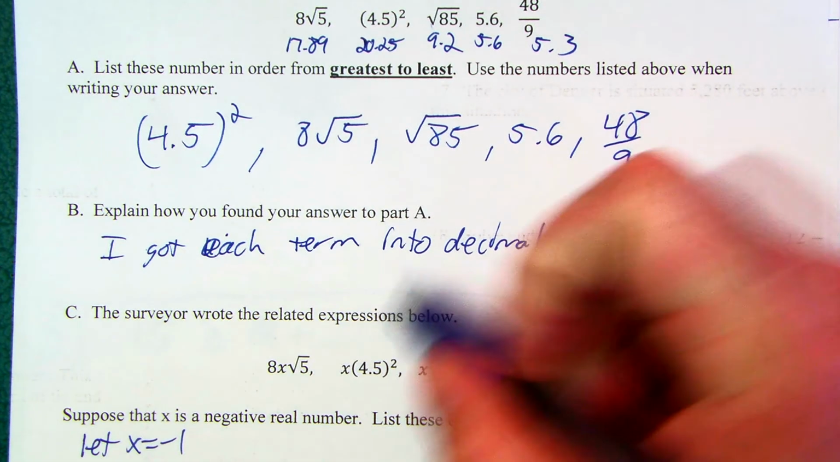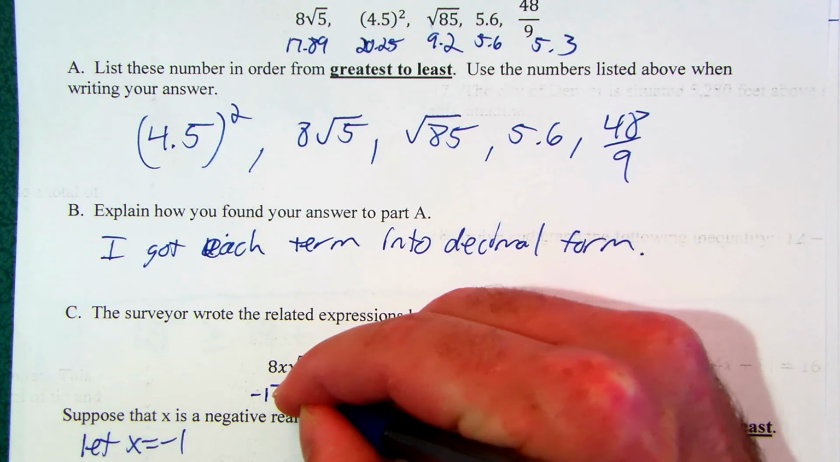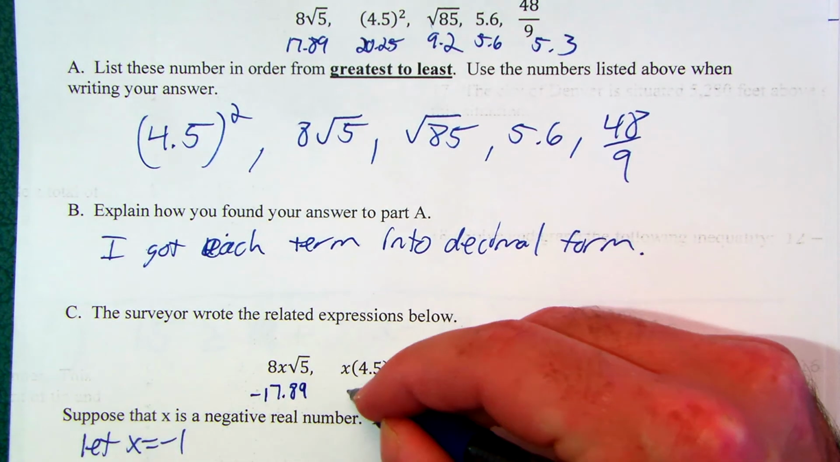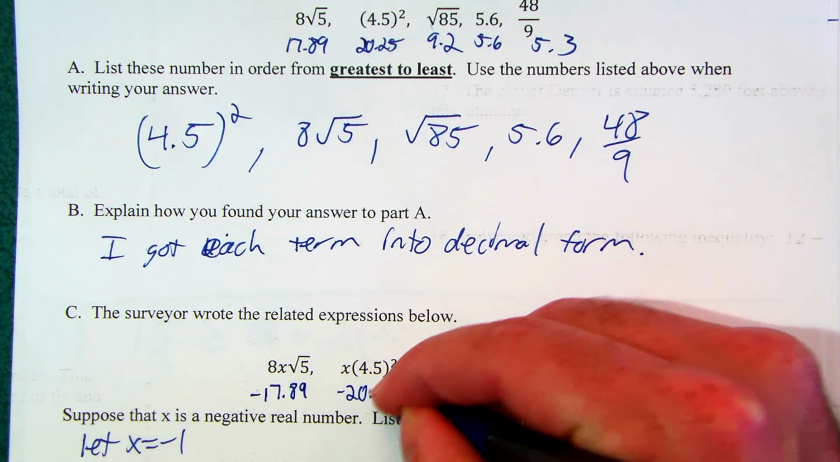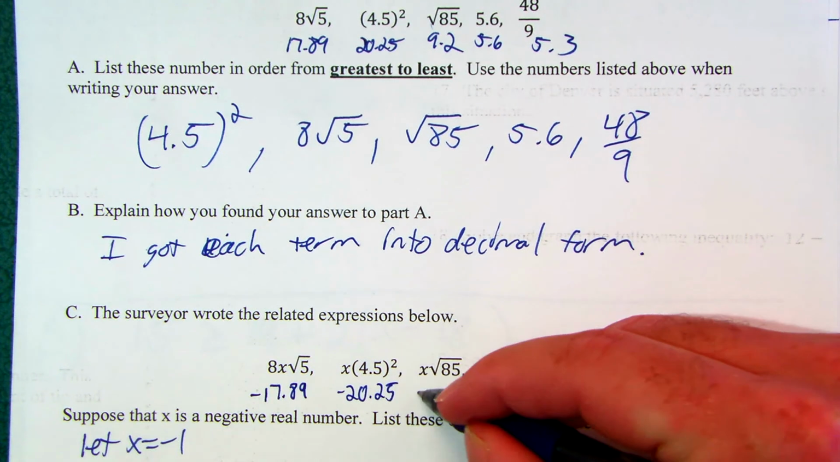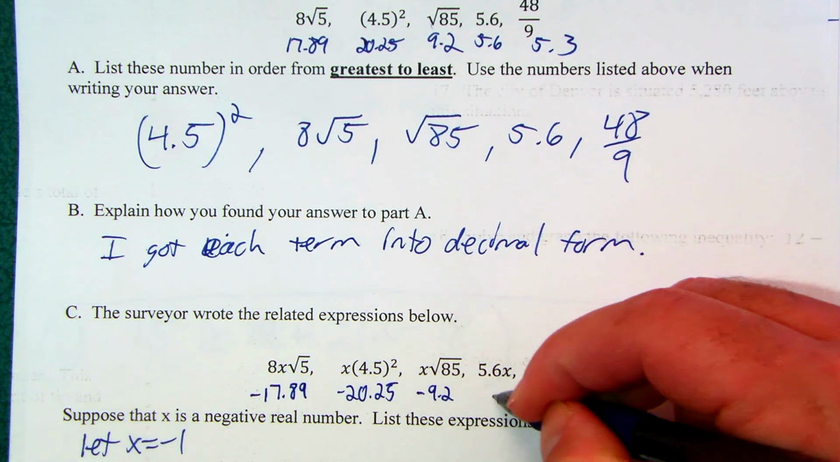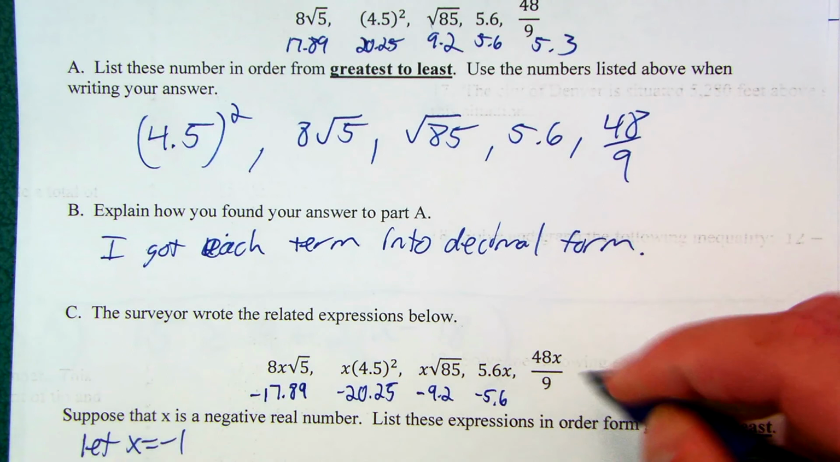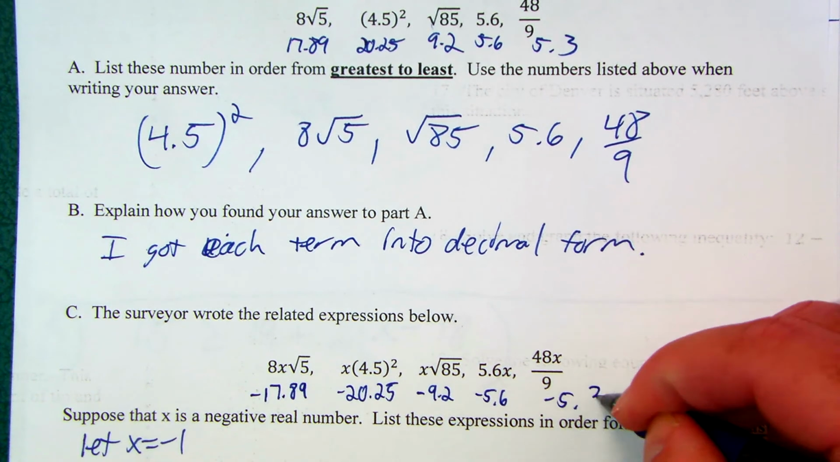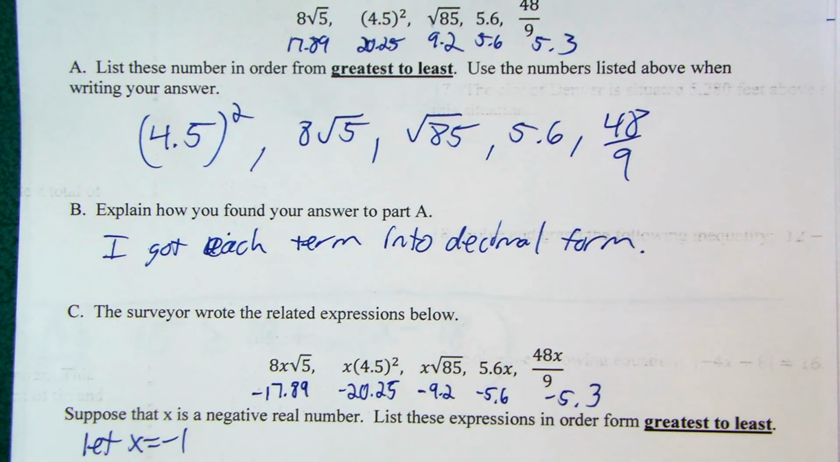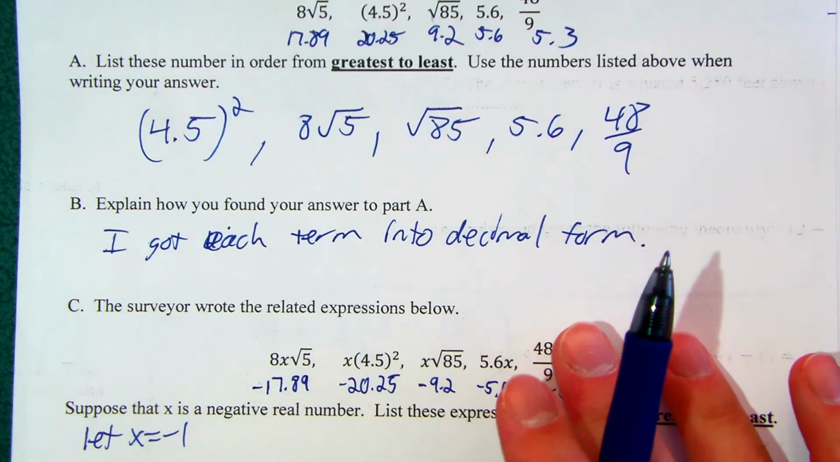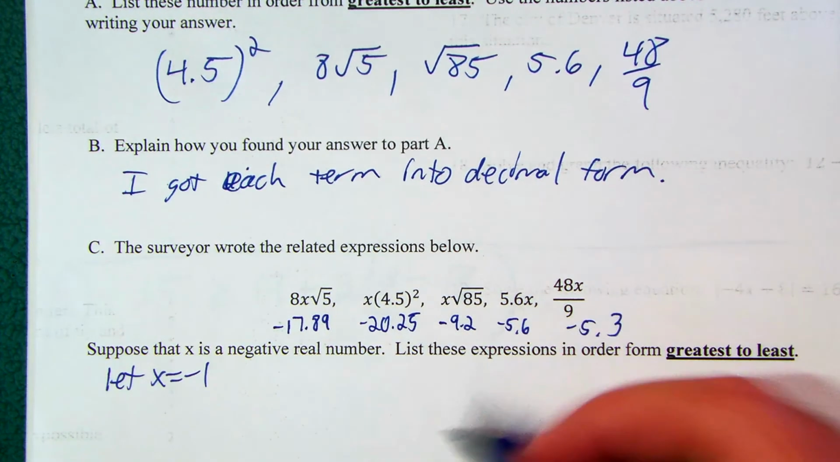So this is now negative 17.89. This is now negative 20.25. This is now negative 9.2. This is now negative 5.6. This one's now negative 5.3. So the greatest number here now, you're just flipping the order from before. Okay? So negative 5.3 is my greatest number.